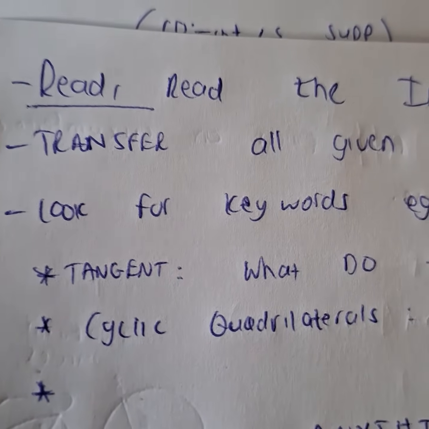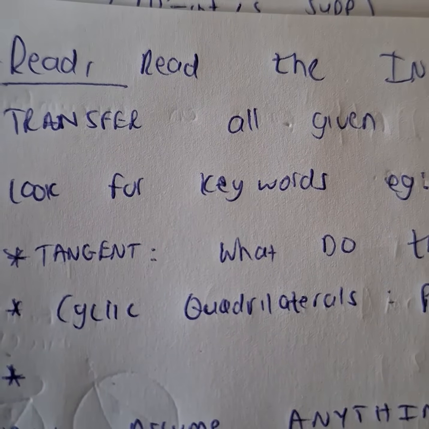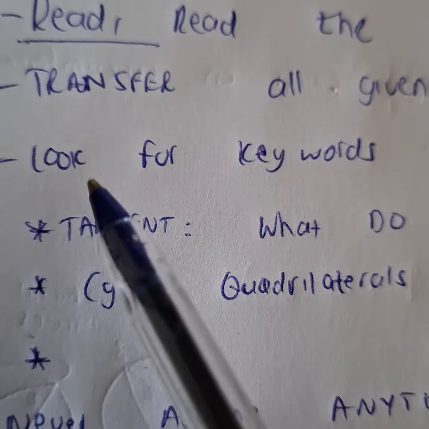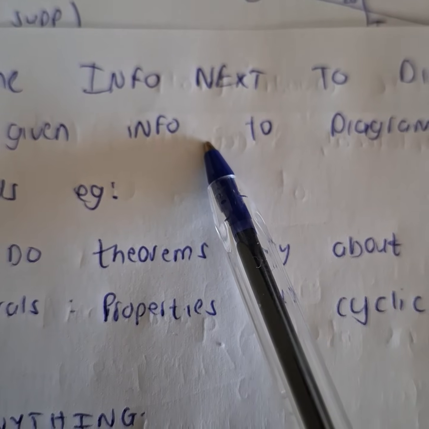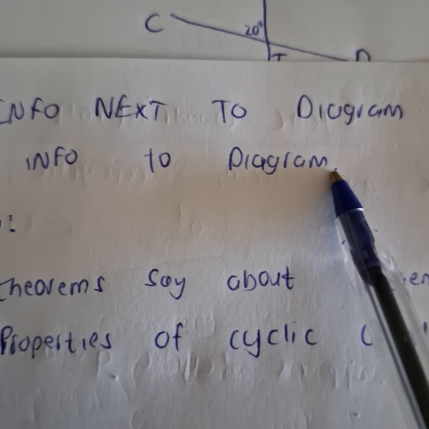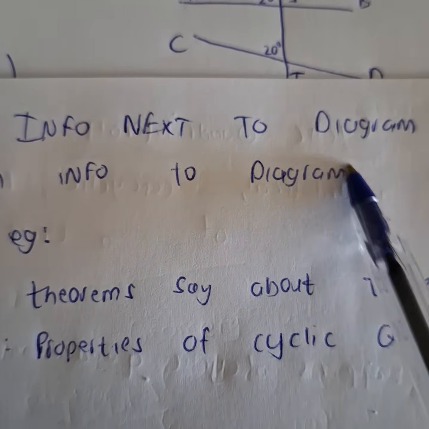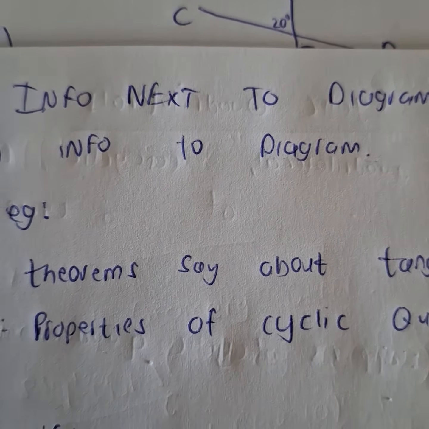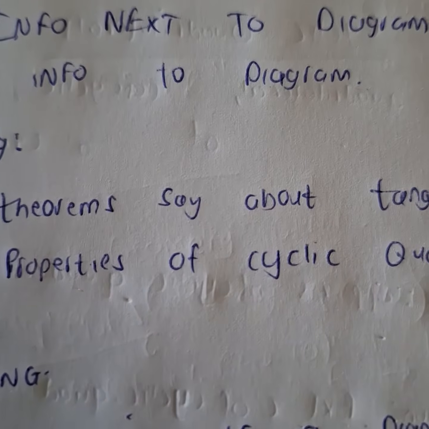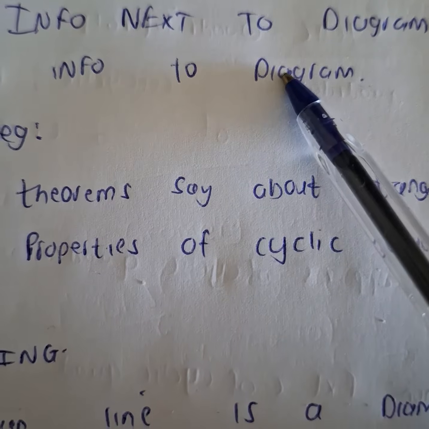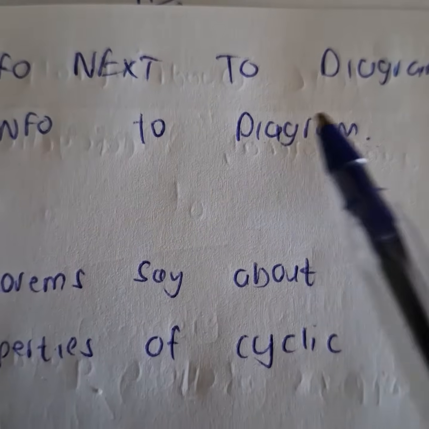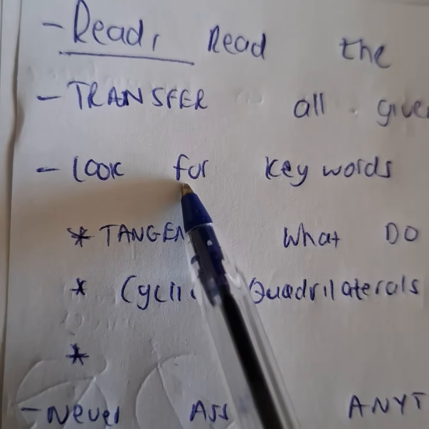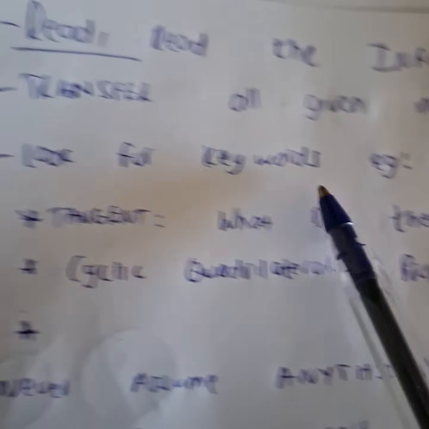Then 2, after reading the information in the statement, we have to transfer all the given information from the statement to the diagram. Sometimes the diagram has the information that is provided in the statement, but oftentimes some of the information in the statement may not be explicitly visible in the diagram. Okay, right. Then 3, we need to look for keywords.